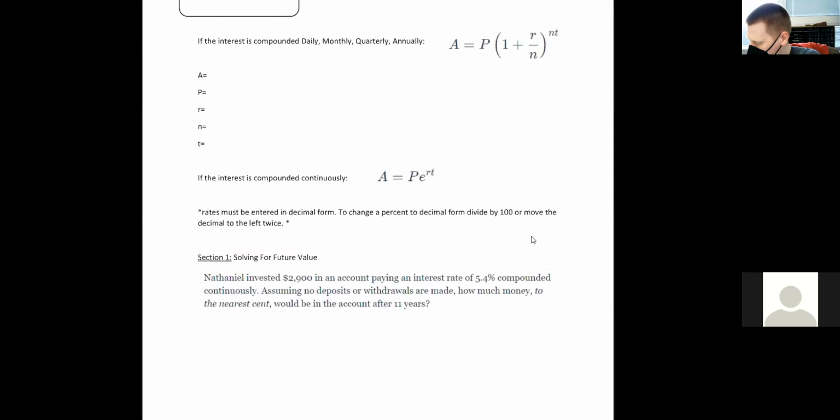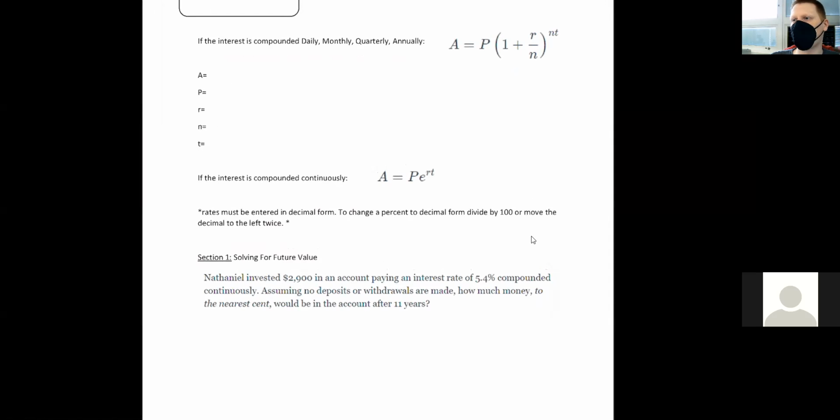But the compound interest formula, there's kind of two types of problem you're going to see in these different sections. One is if your interest is compounded daily, monthly, quarterly, or annually. If you don't know what this word compounded means, basically that's how often they're going to look at what money you have and give you interest on it.